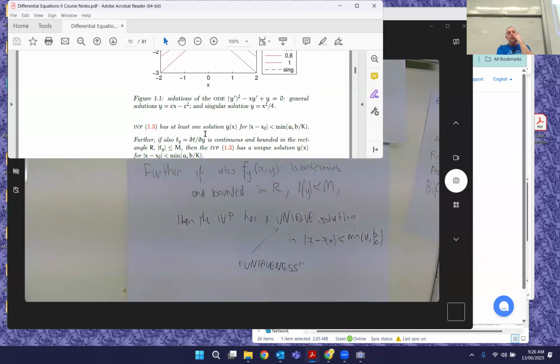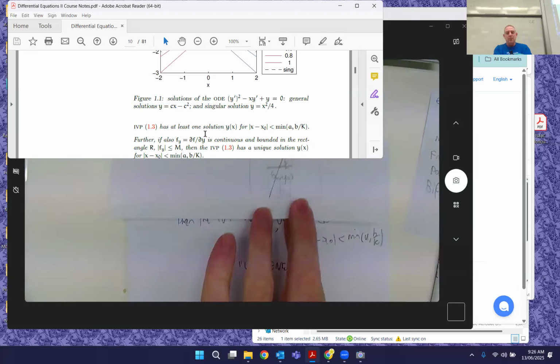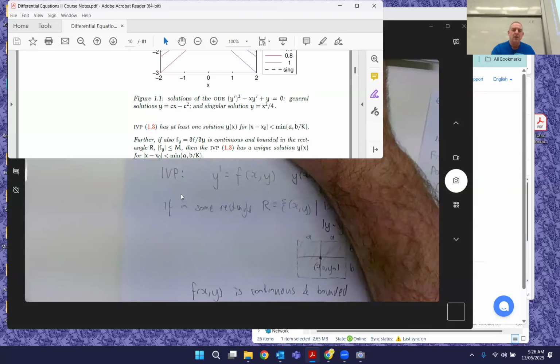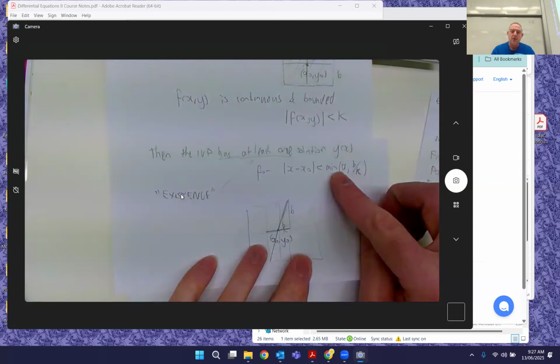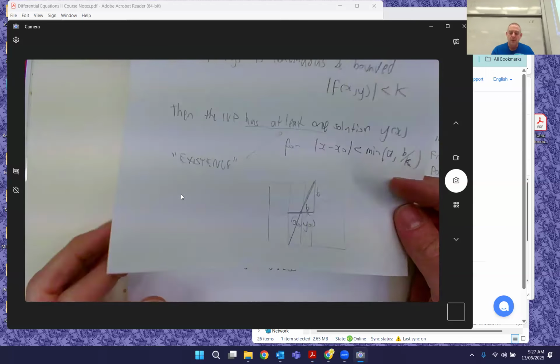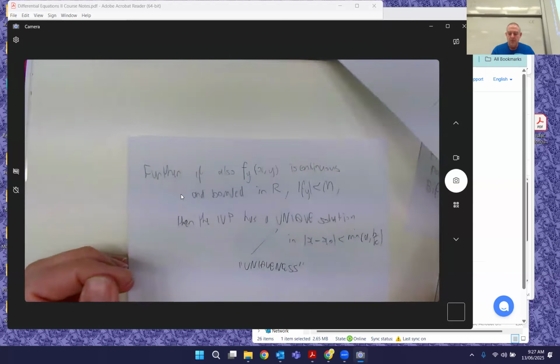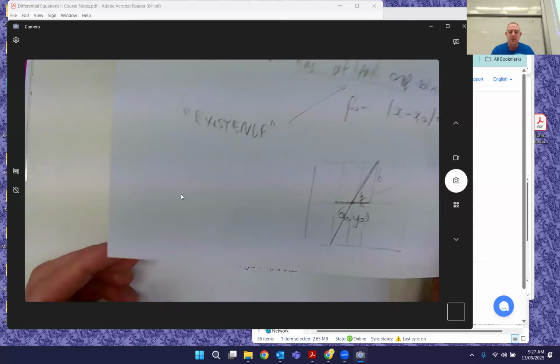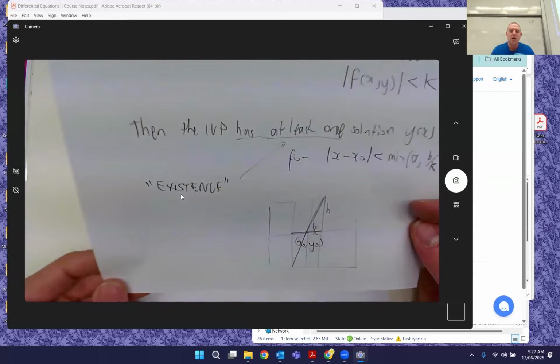Right. So it seems to me that there are questions that you should ask about this right from the start. We've already asked some. So what does the rectangle mean? We've asked what does bounded mean? And we've asked why this minimum of a and b on k. But I think the big question that I would be asking is, why do we care?